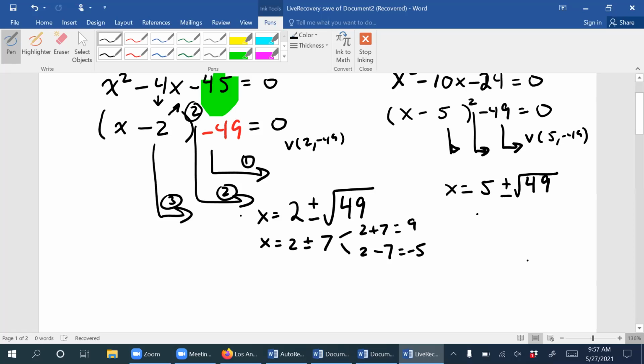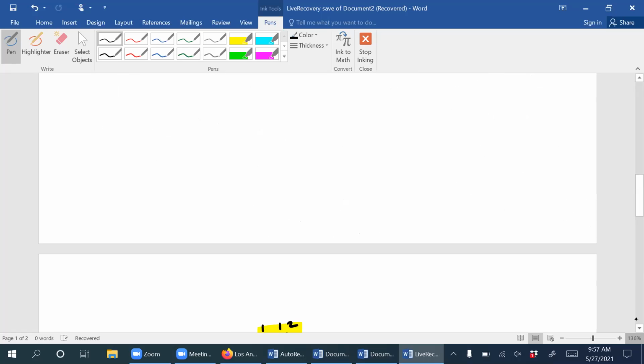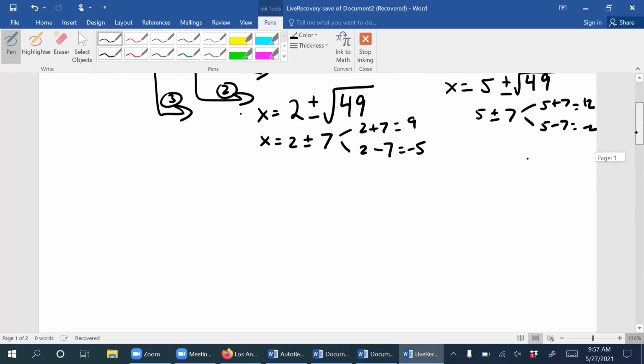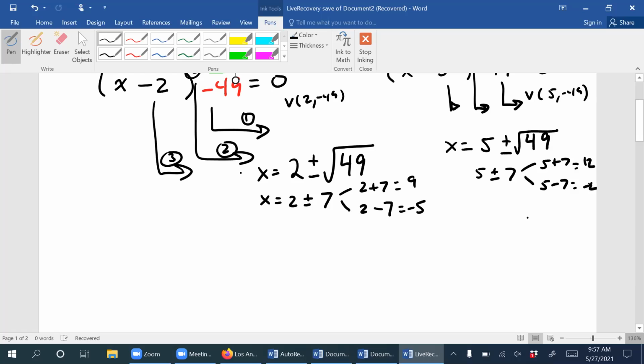So we have the same problem. 5 plus and minus 7. Two versions, 5 plus 7 and 5 minus 7. 12 and negative 2.